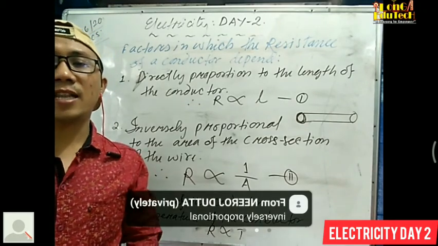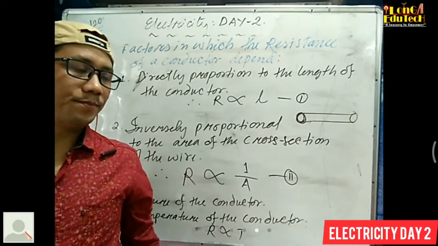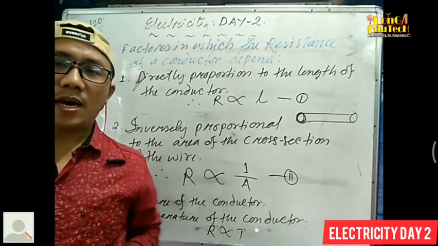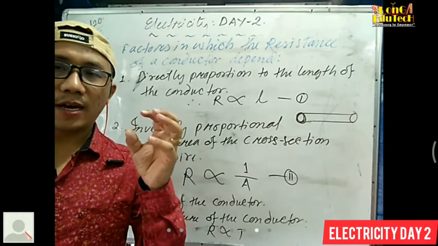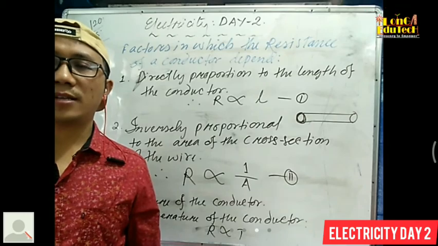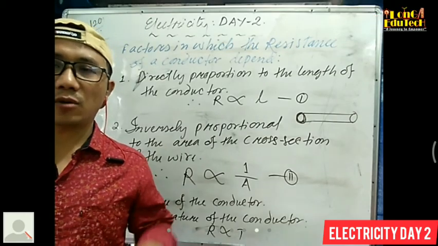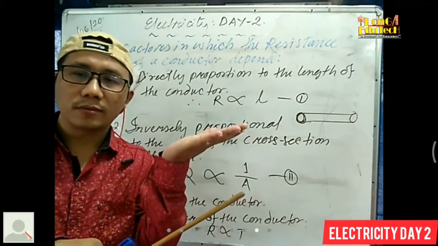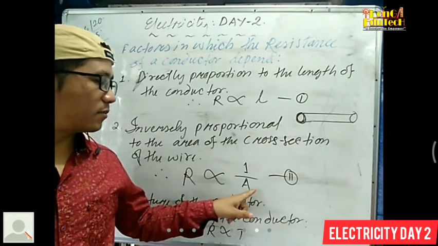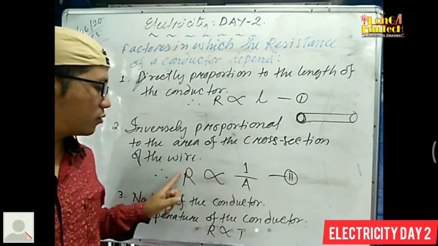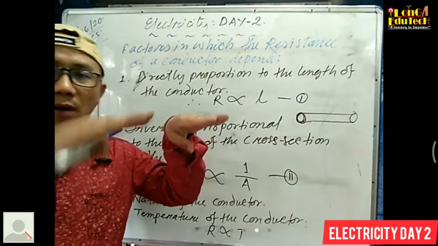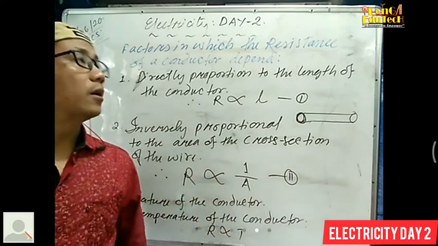Inversely means that, suppose if you eat 2 packets of chips, then some of your friends will have a reduced amount. That means one increases, then one will go down. Suppose the area is increased by 2, then it will reduce to half, like that. Inversely means one increases, one goes down. That's the point.